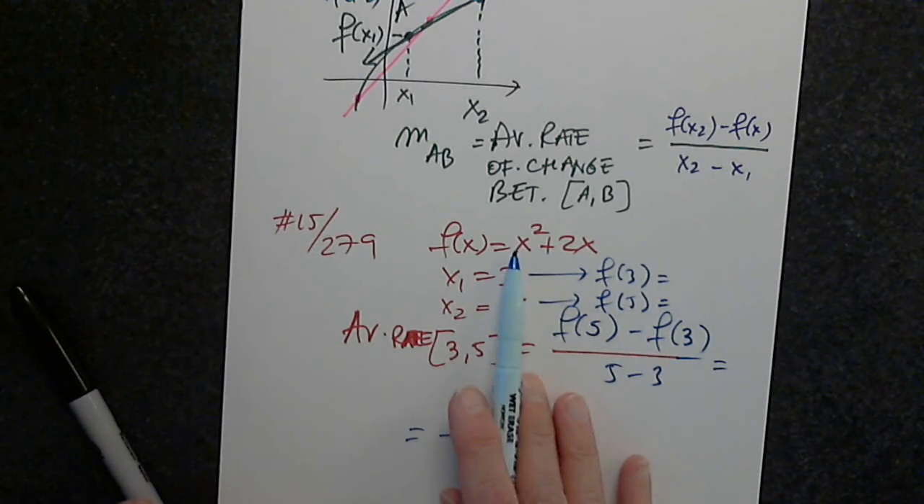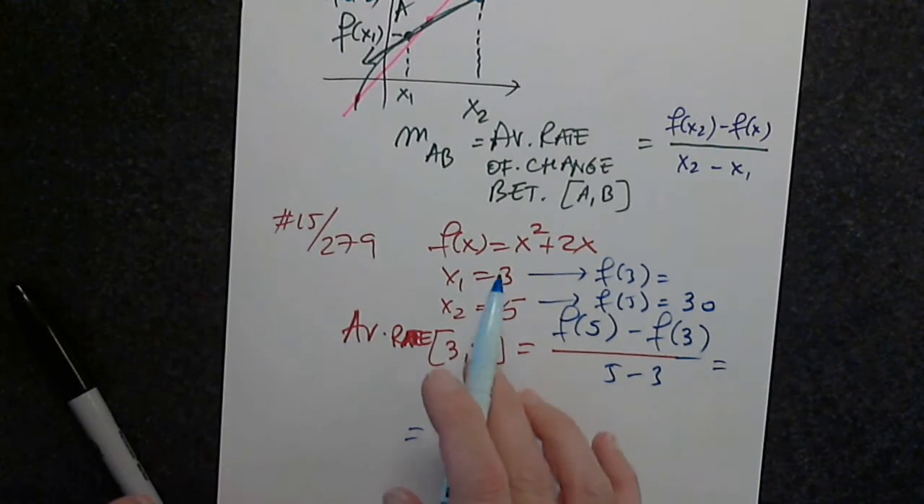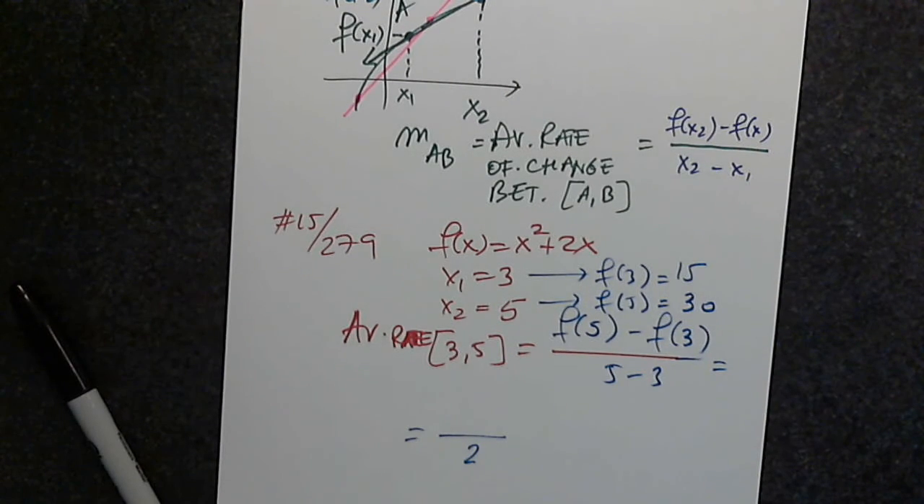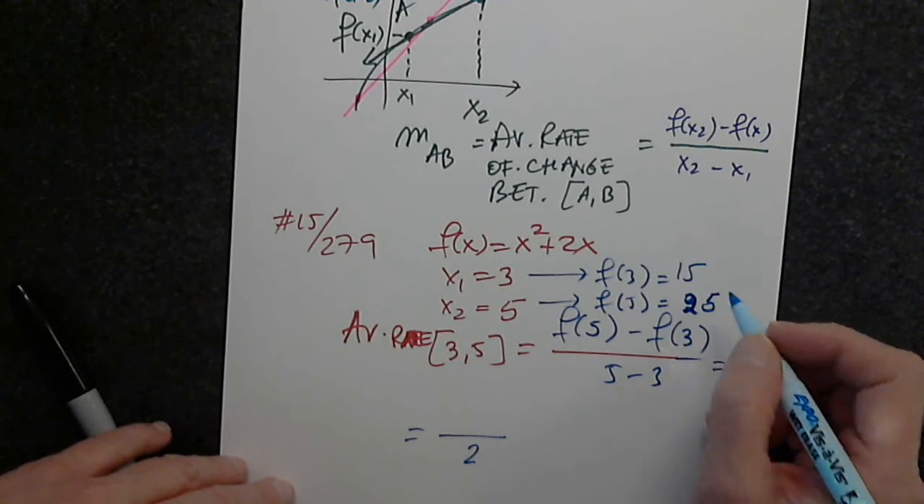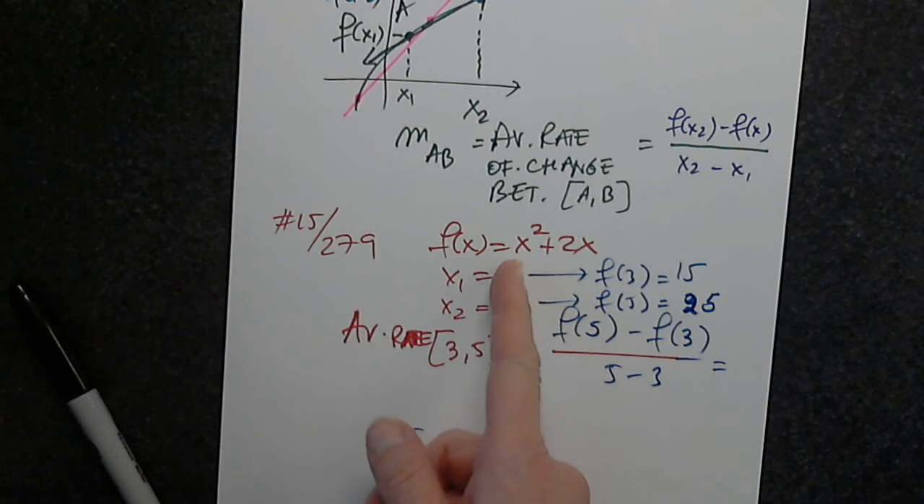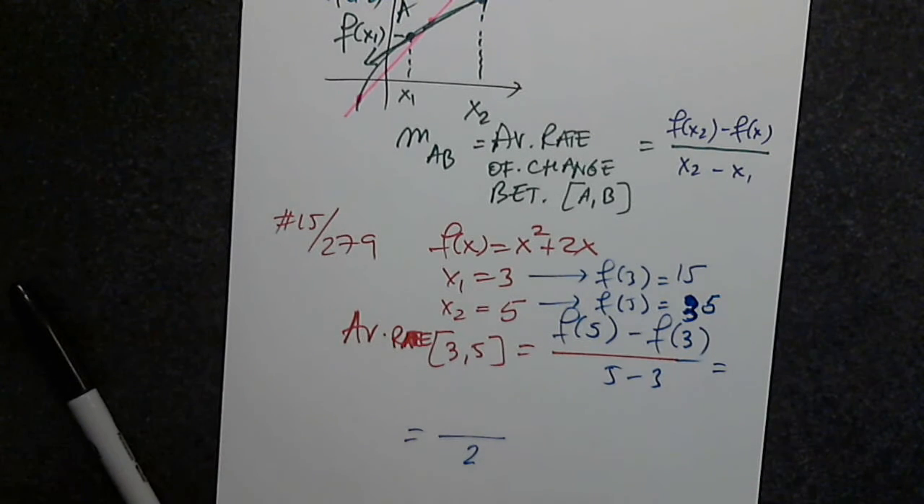So f of 5 is 25 plus 10, so that's 30. And f of 3 will be 9 plus 6, which is 15. Do we all agree with those numbers? Wouldn't it be 35? It is very possible. No, what's the 5? Isn't that 35? 5 squared is 25, plus 10 is 35. How did I get to 30? I don't know. Thank you. It's 25 plus 10, 35, yes. I wrote 30. My apologies.